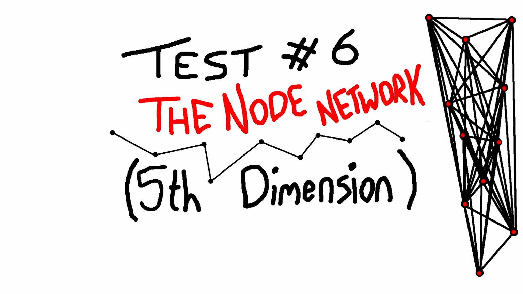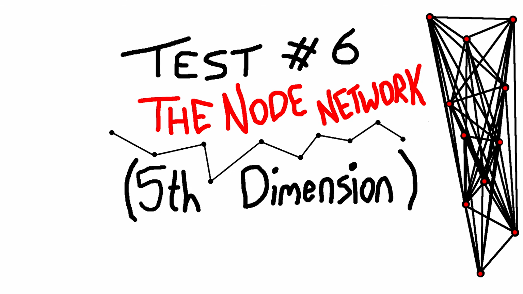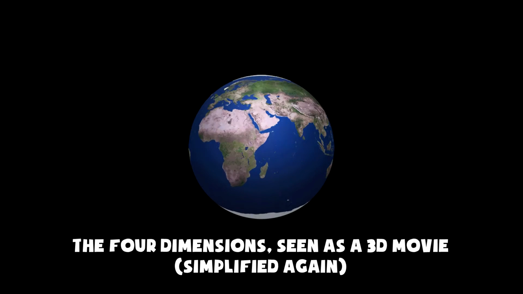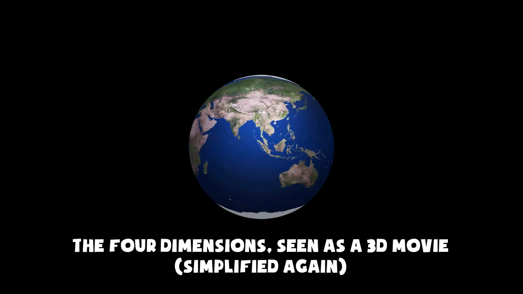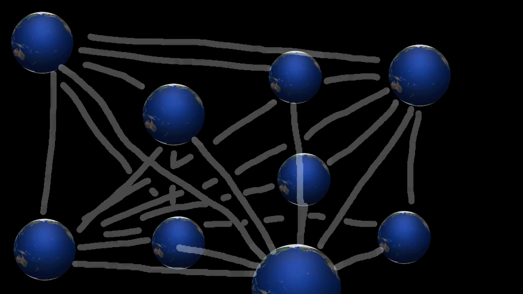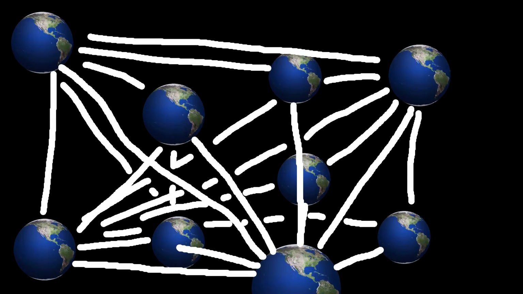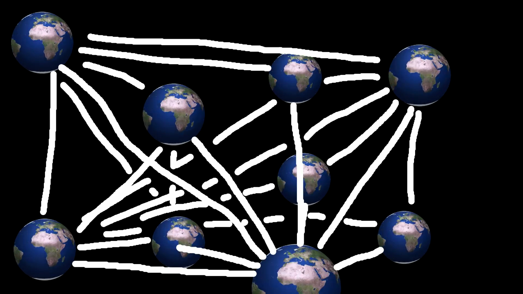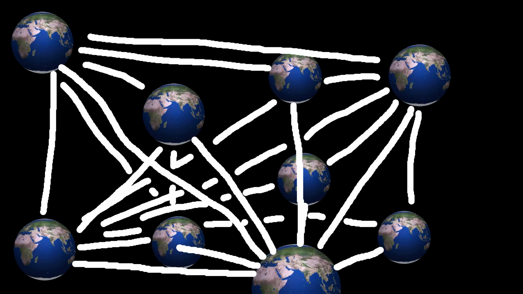Test number 6. The node network. The 5th dimension. Think of these 4 dimensions as a movie being played in real time, okay? We see this movie through a small window. It can be our eyes or a camera or whatever, doesn't really matter. So what if these movies get bored of being movies and create a whole society of movies. A network of timelines. Infinite amounts of timelines taking place at the same time in a dimension that we now call the fifth dimension.